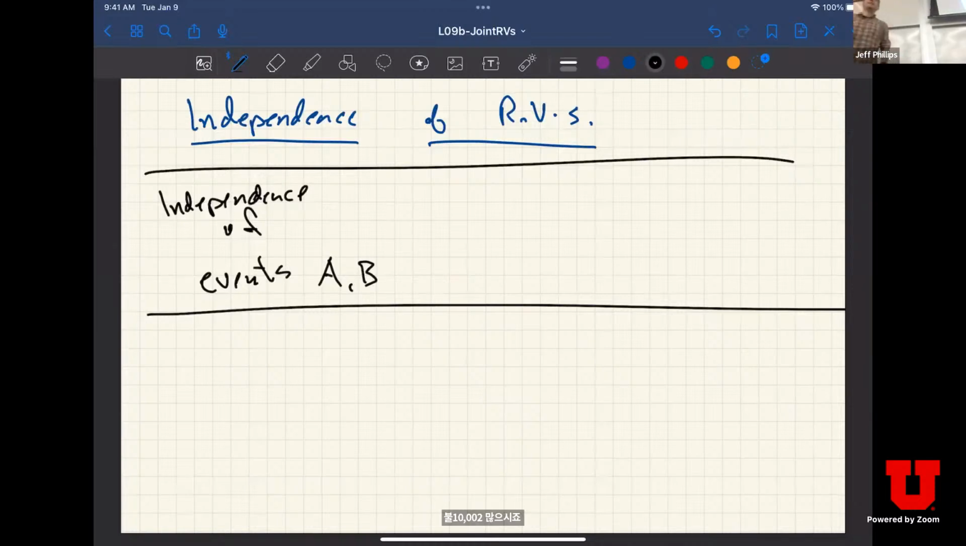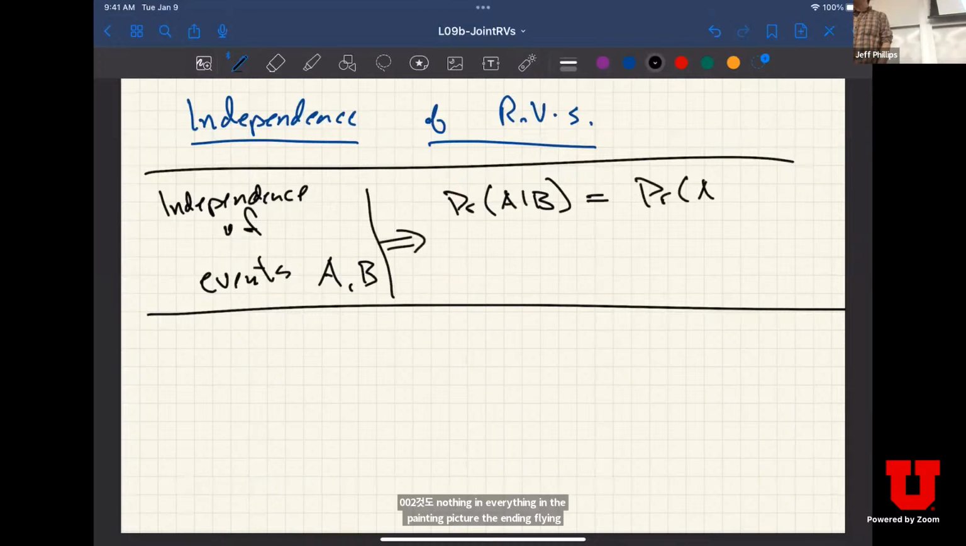Well, that's kind of the right pieces there, but not quite the right thing. If they're independent, it implies that this is equal to the probability of A. So the probability of A given B is the same as the probability of A. The fact that I know the event B is true does not change the probability A is true.